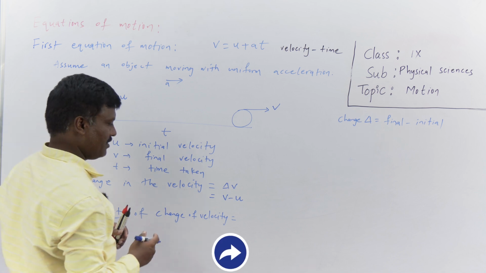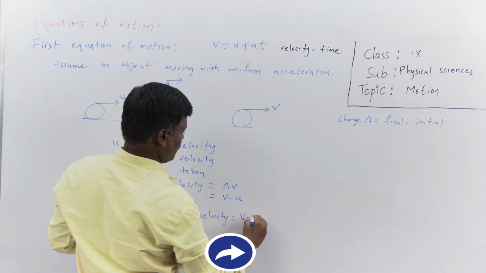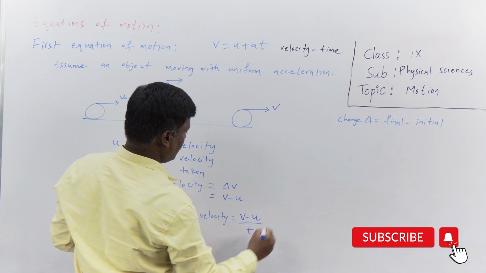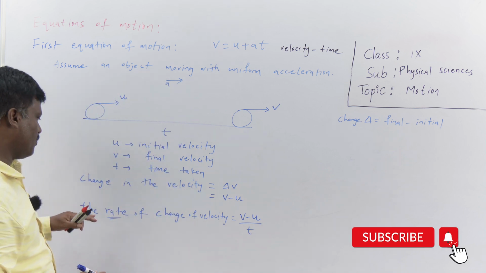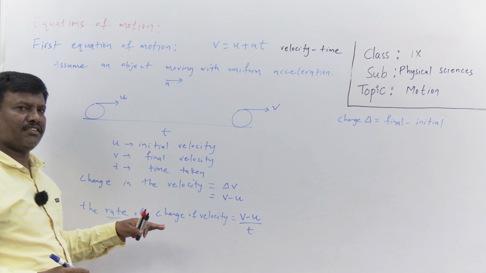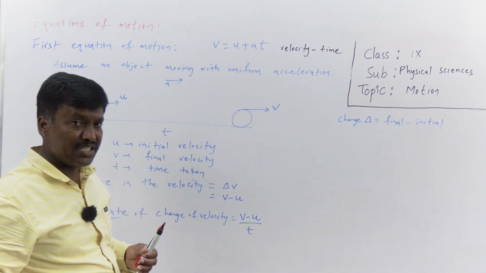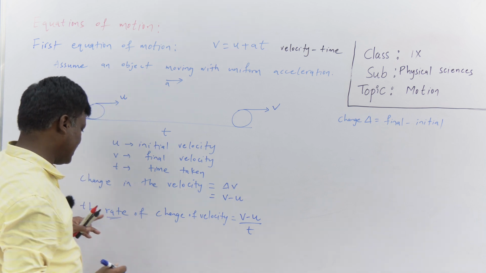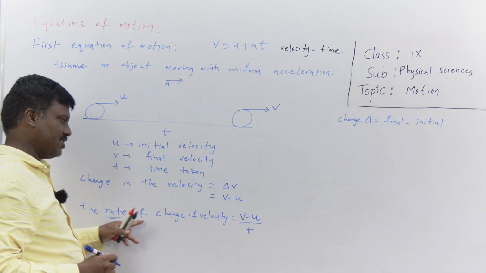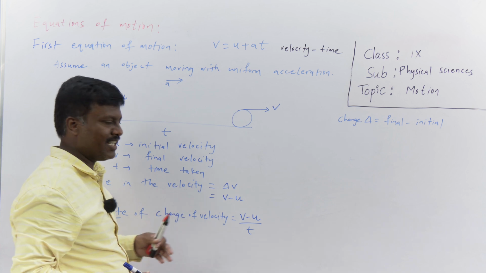That rate we get when we multiply with the time. So change in velocity by time is equal to v minus u by t. So what is the rate of change of velocity? This is acceleration. What is the definition of acceleration? The rate of change of velocity is called acceleration. Hence, in place of the rate of change of velocity, we can write acceleration now.